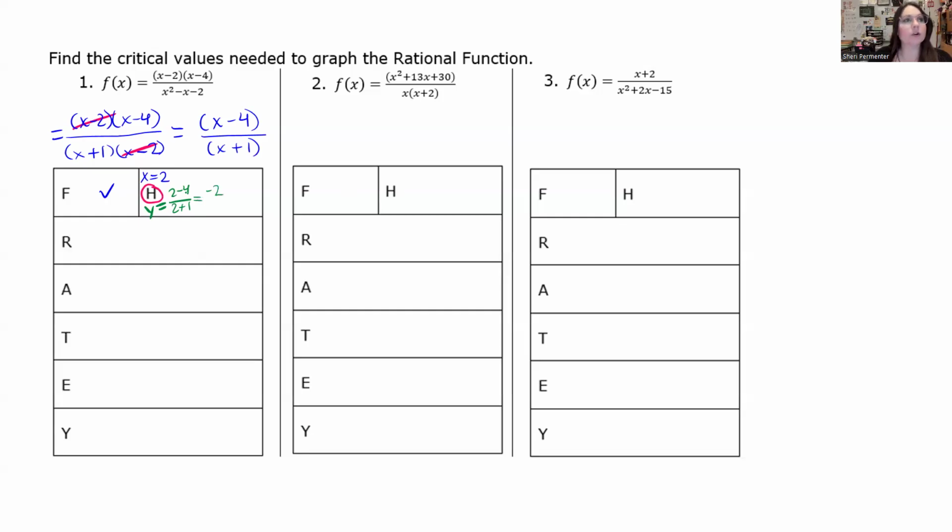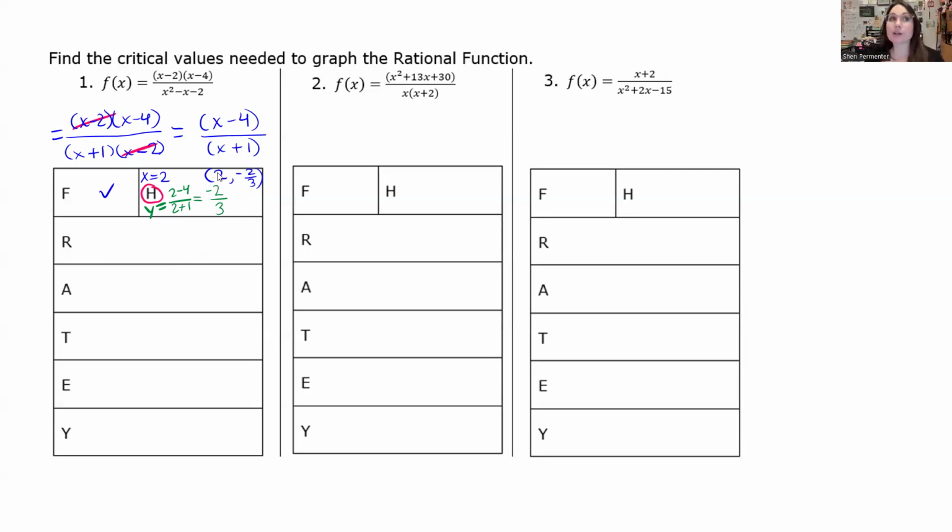Negative 2 over what's 2 plus 1? 3. Okay. That doesn't reduce, and that's okay. It doesn't have to. So the point of my hole is going to be the x value, which is 2, and then my y value, which is negative 2/3. So this is the point of the hole.